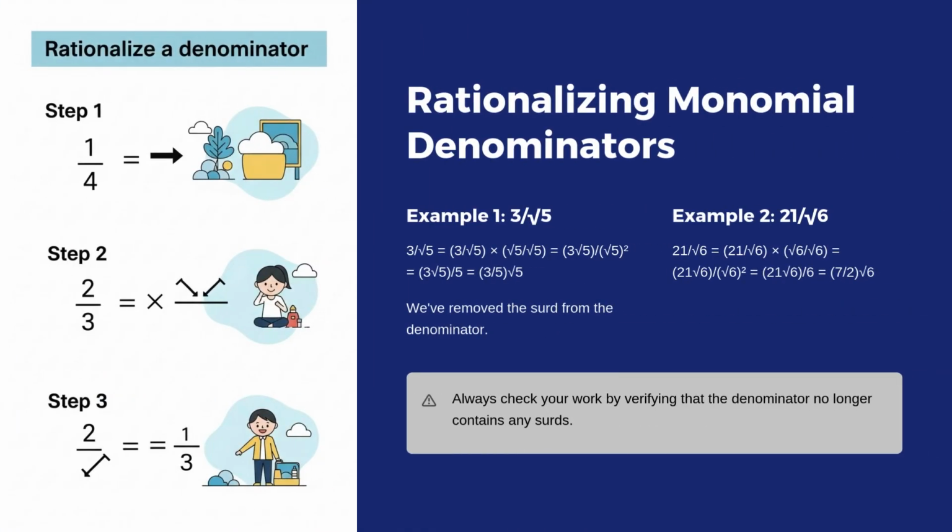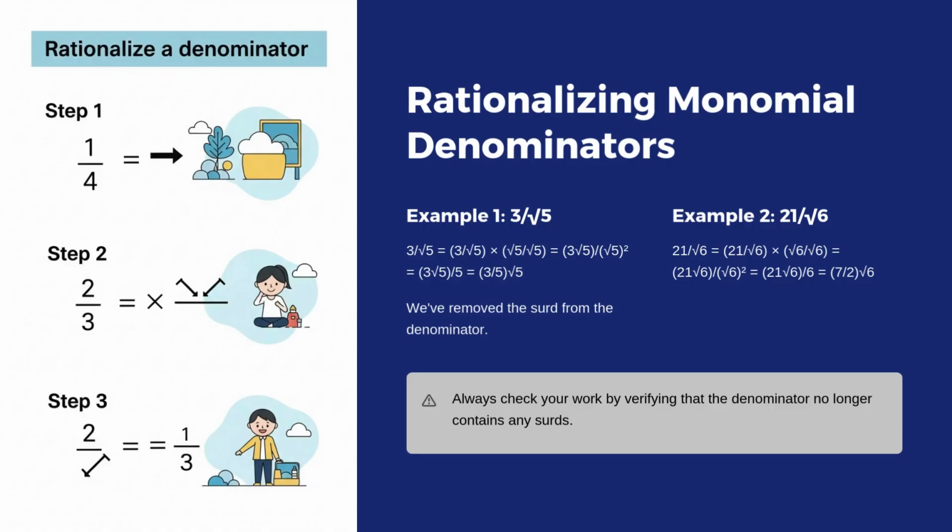Rationalizing monomial denominators. Example 1. 3 divided by √5 equals (3 divided by √5) times (√5 divided by √5). This is obtained to remove the surd from the denominator. Equals (3 × √5) divided by (√5)². This is obtained by multiplying the numerators together and the denominators together.